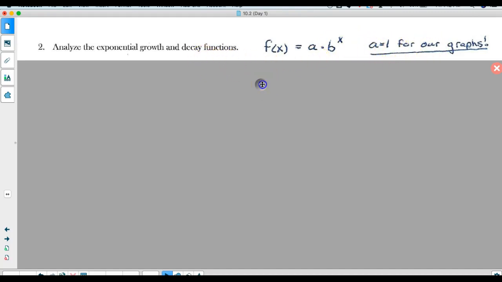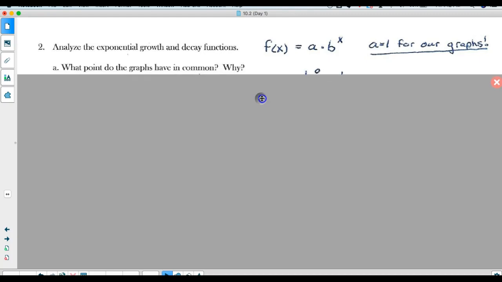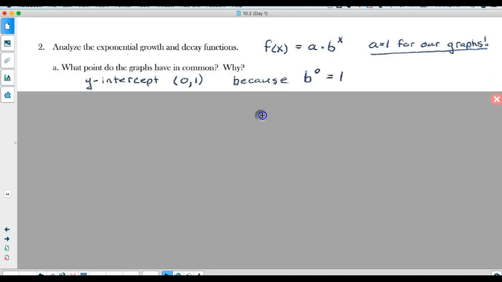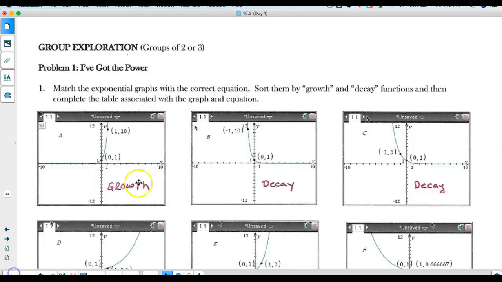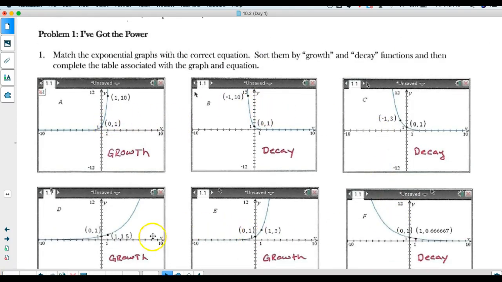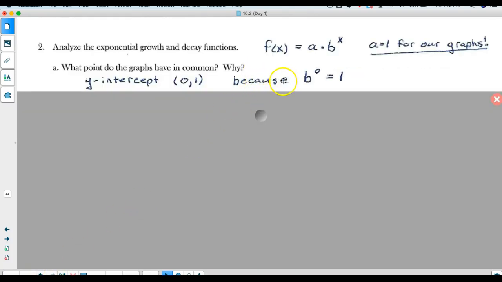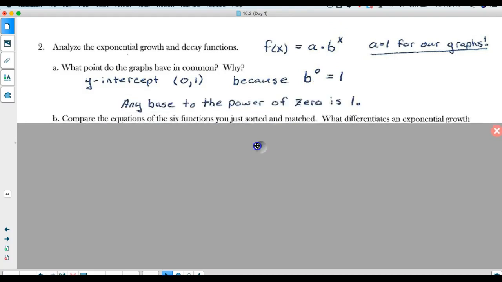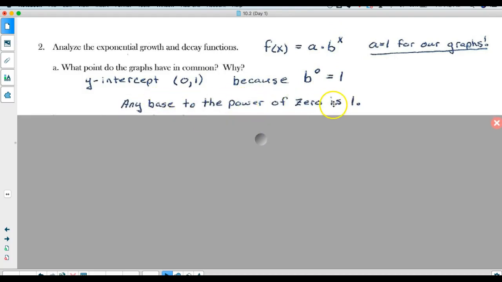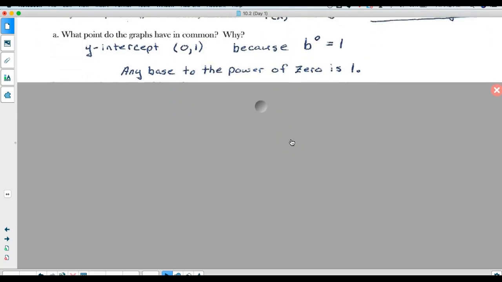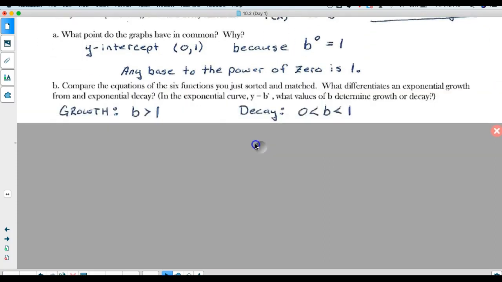And as we're looking at those, what points did they all have in common? Well, they all had the exact same y-intercept. They all went through the point (0, 1), which you see on all six of these graphs as I go through. There's a specific reason for that. The reason is that when I take b raised to any power and put 0 in there, anything to the power of 0 is 1, okay? So any base to the power of 0 is 1. It is not 0.